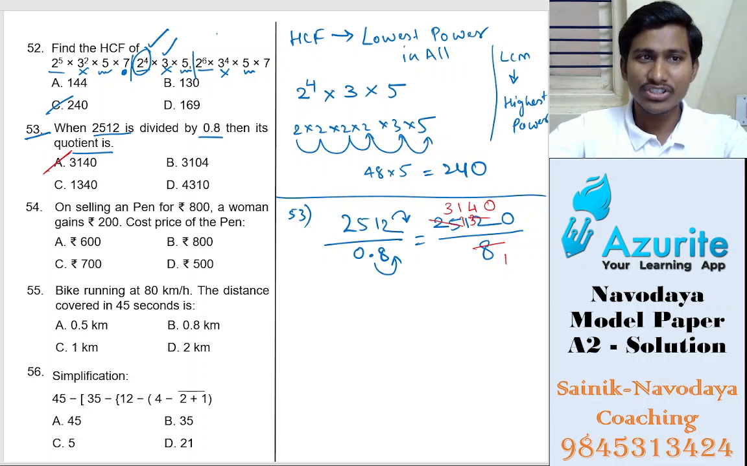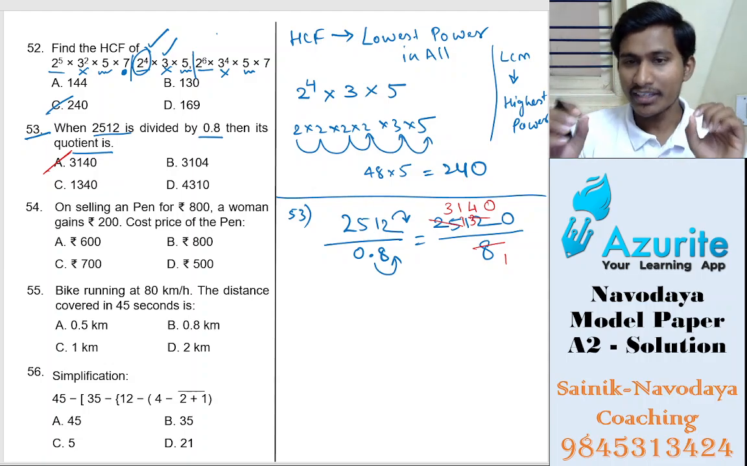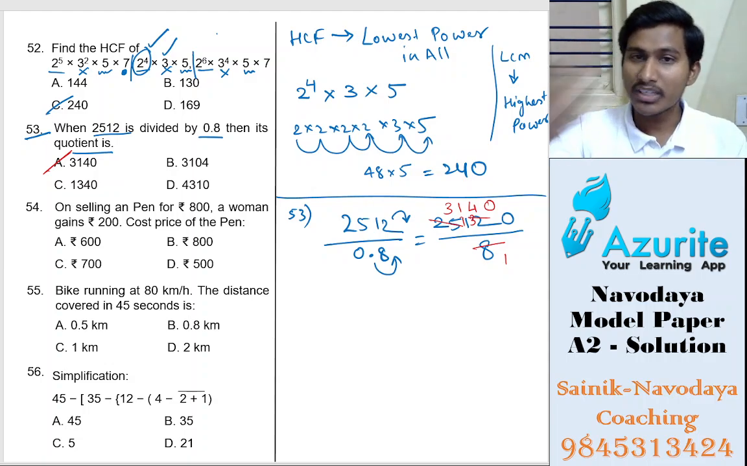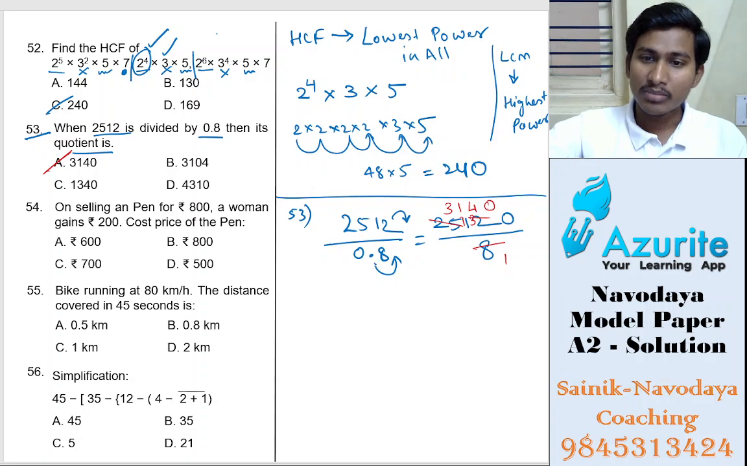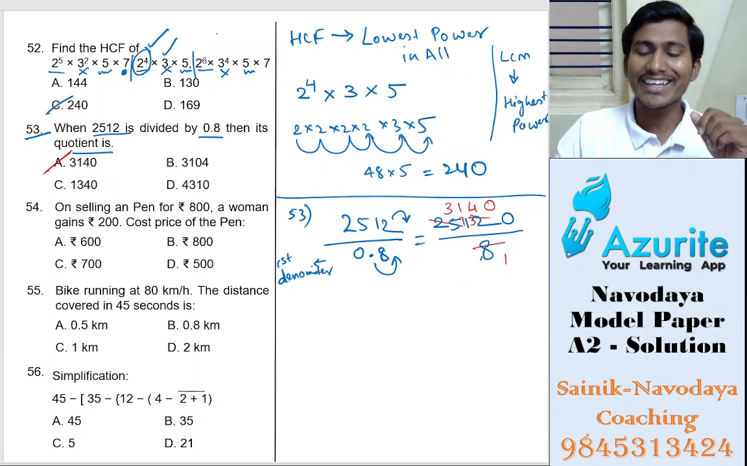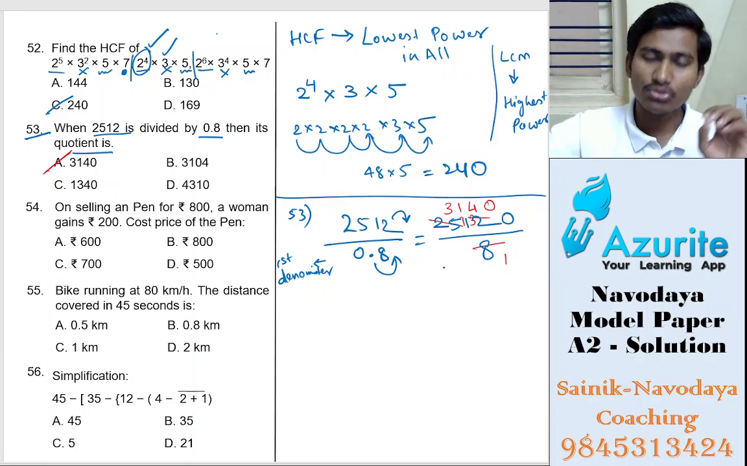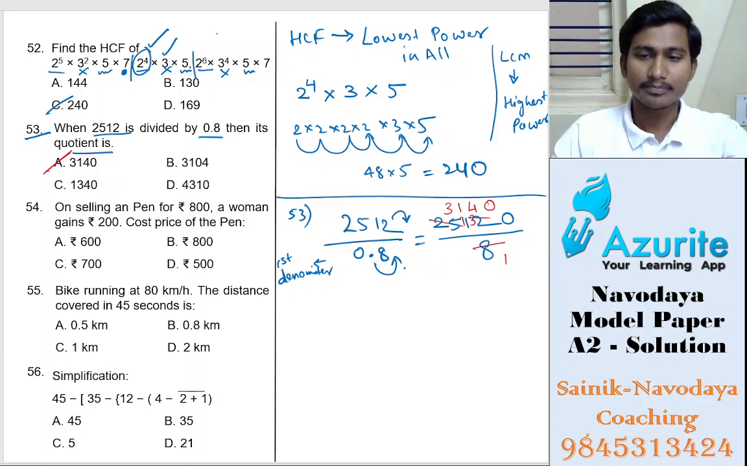So in the division of decimals, we have to shift the point from the denominator first. Why? Because we don't know the table of 0.8. You know the table of 8, so you make it 8. That is why we have to shift the point. Okay? Good.